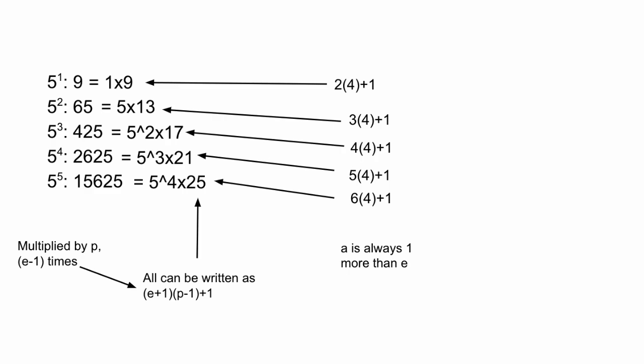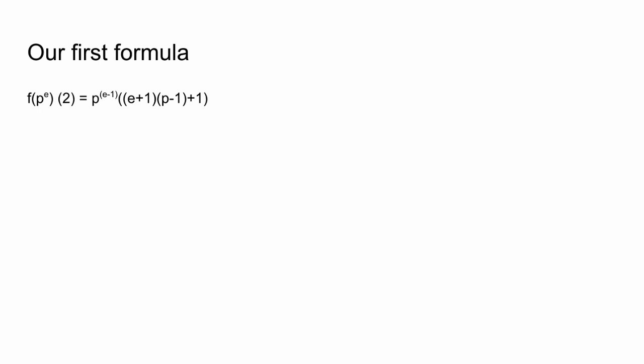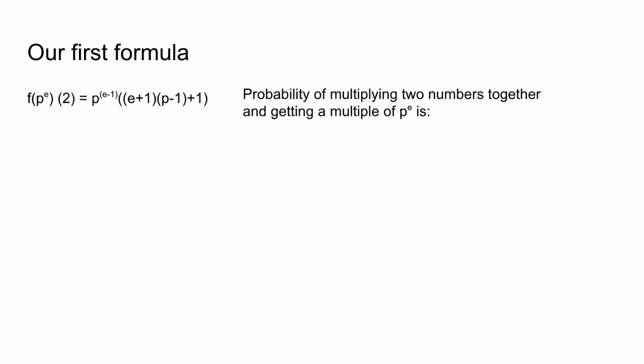So finally, we have our formula. Every value of f of p to the e for two numbers can be written as p to the e minus 1 times e plus 1 times p minus 1 plus 1. We want to find out what the probability is, right, of multiplying two numbers together and getting a multiple of p to the e. It's equal to this.